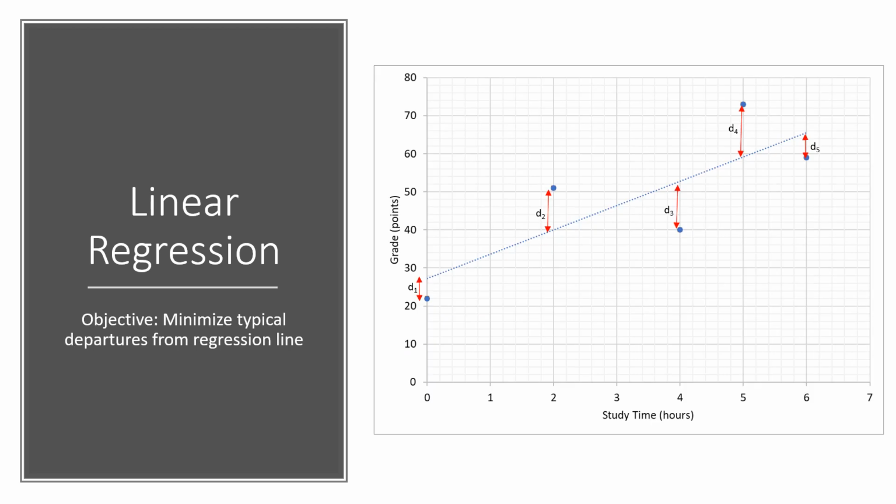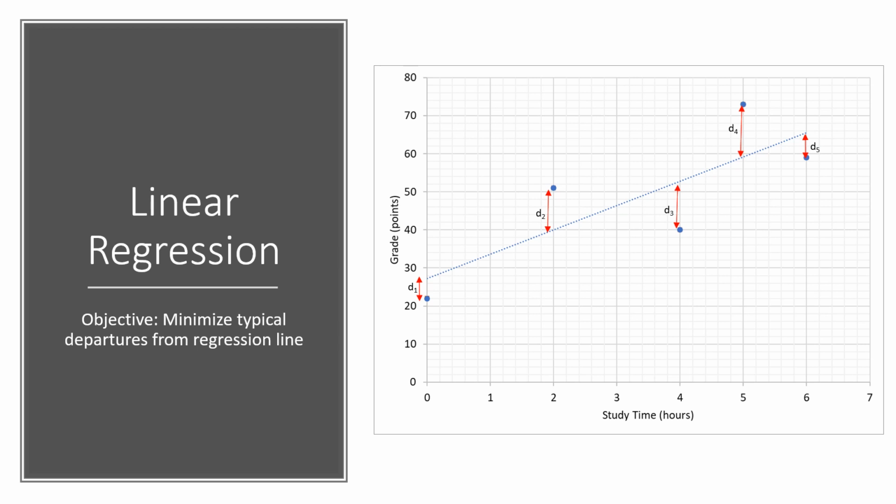We're going to want to select the values of the slope and the y-intercept that in some way minimize the departures from the regression line. This is the regression line, that's the dotted line. The departures are the difference between the measured values and our predictor of those measured values. We want to come up with some measure of a typical departure and then minimize that.